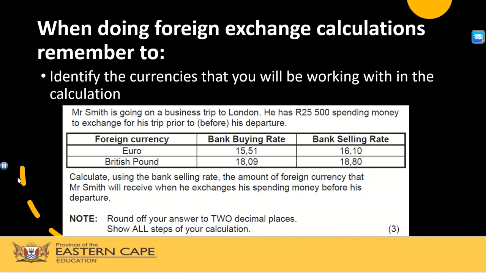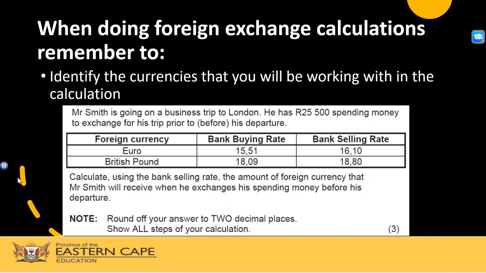Now, your sentence right at the beginning of the instruction is Mr. Smith is going on a business trip to London. You need to know where London is. Is London in one of the European countries that uses the euro, or is London a country that makes use of the British pound? I did mention it in the previous lesson. London is in England. England is in the United Kingdom, and so therefore the British pound is the currency that we must be working with here.